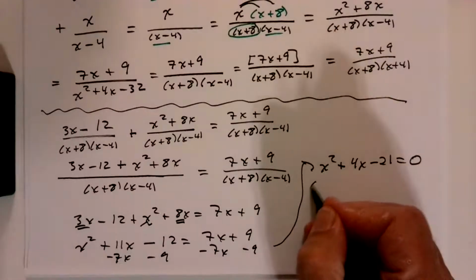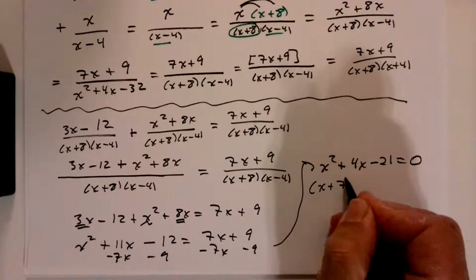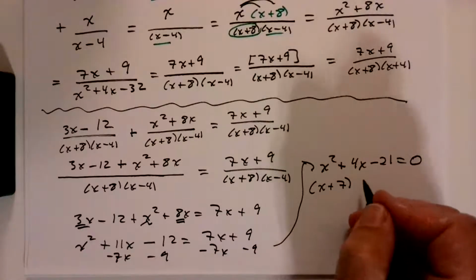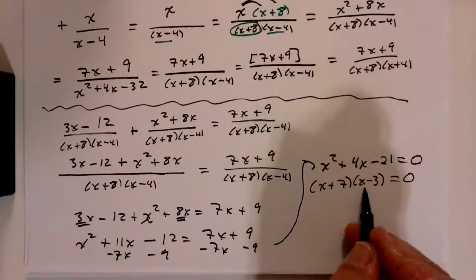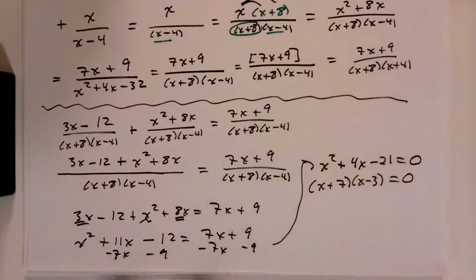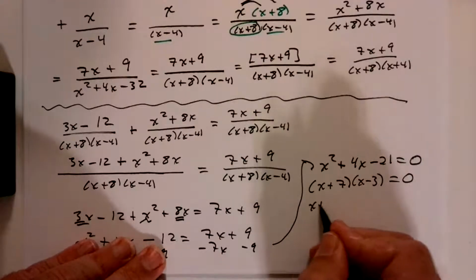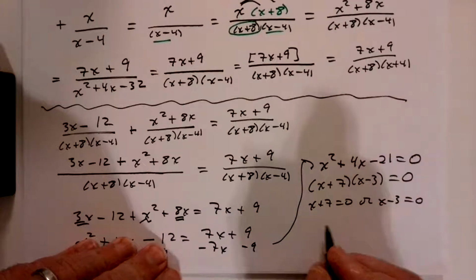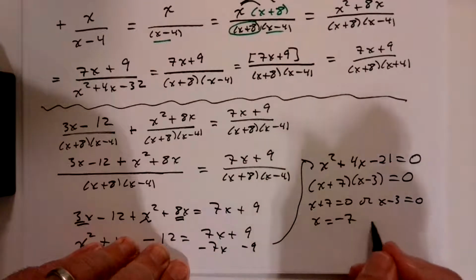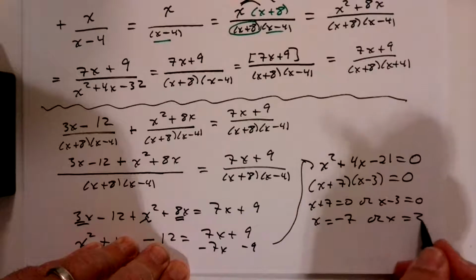Factoring this, I get (x + 7)(x - 3) = 0. Check it out: x squared, 7x - 3x is 4x, 7 times negative 3 is negative 21. Now I get x + 7 = 0, or x - 3 = 0. So here I get x is negative 7, or x is 3.